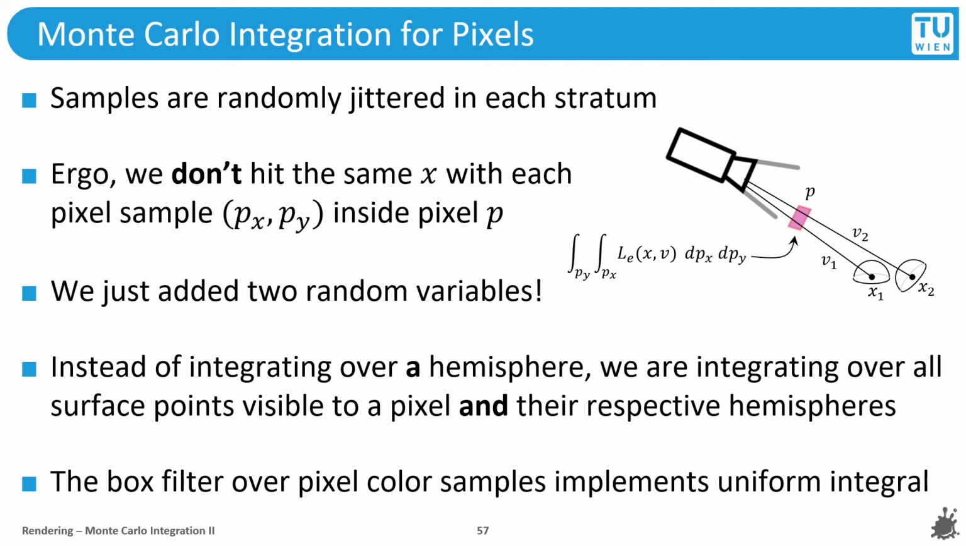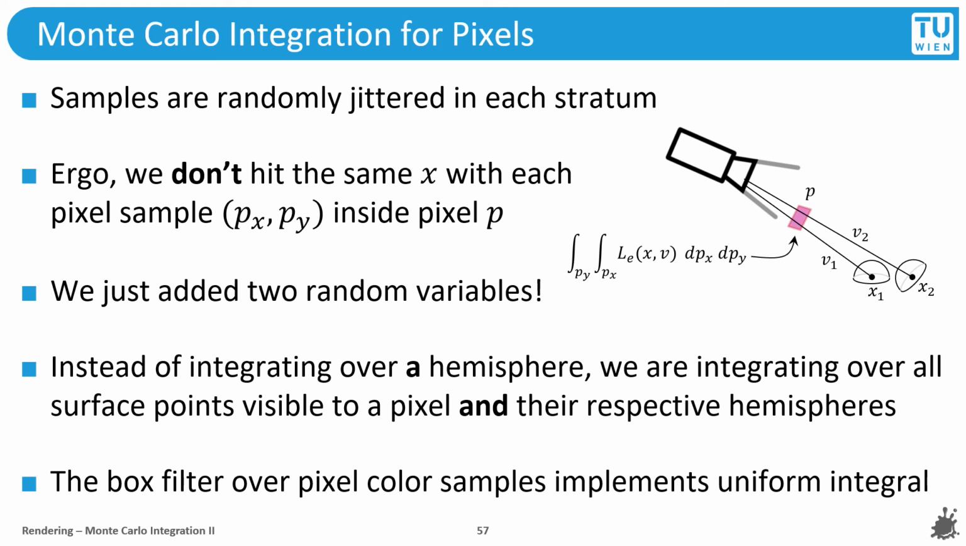The Monte Carlo integral was an approximation from the start, because we can never sample all the points on the hemisphere, for instance. If we now add random offsets for the rays we shoot through pixels, all we did was add two additional random variables to the integral. So instead of integrating over the hemisphere at point x, we are now integrating over all the hemispheres of all points that can be seen with rays that go through each individual pixel.